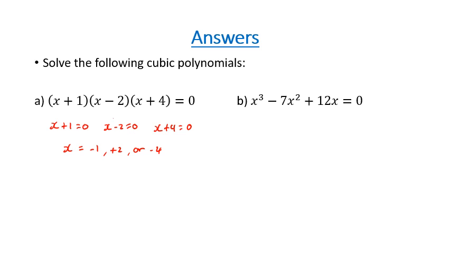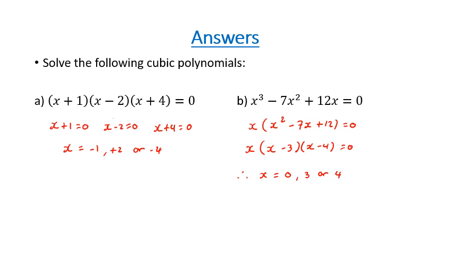In our second question here, we're basically taking out a common factor. So if we take out x as a common factor, it leaves us with x squared take 7x plus 12 equals 0. We can now use the product and sum method to factorize our quadratic. We've got x take 3, x take 4 equals 0. So therefore, x either equals 0, 3, or 4.